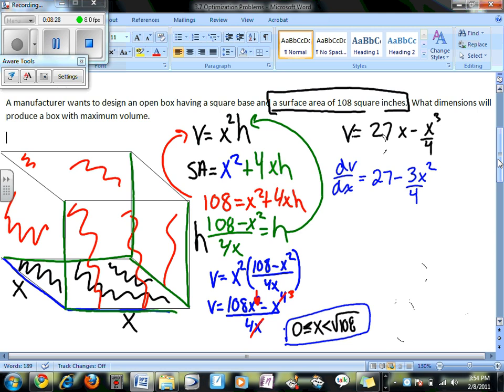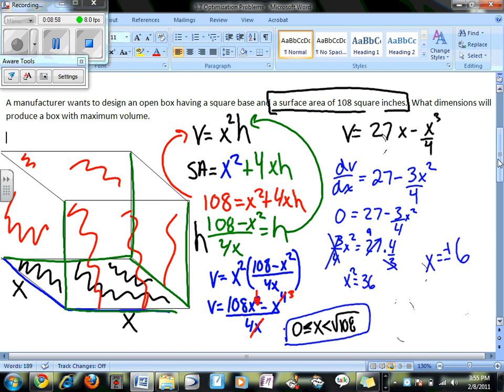Let's find our critical points. So 0 equals 27 minus 3/4 x squared. Add 3/4 x squared to the other side, equals 27. Let's multiply then by 4/3, so that cancels out. Now this goes into it 9 times, I believe. So we get x squared equals 36. So x can equal plus or minus 6 when we take the square root.